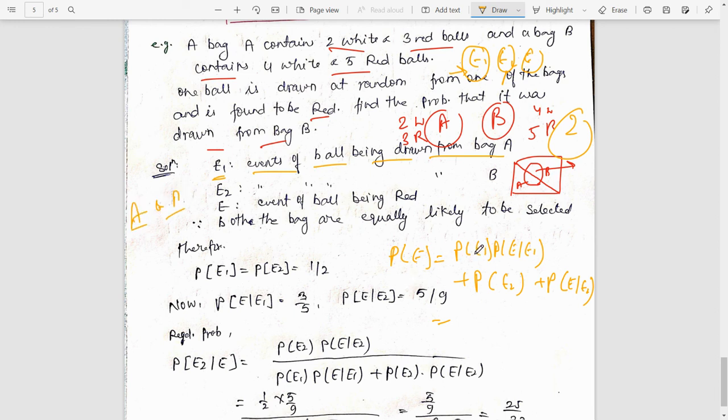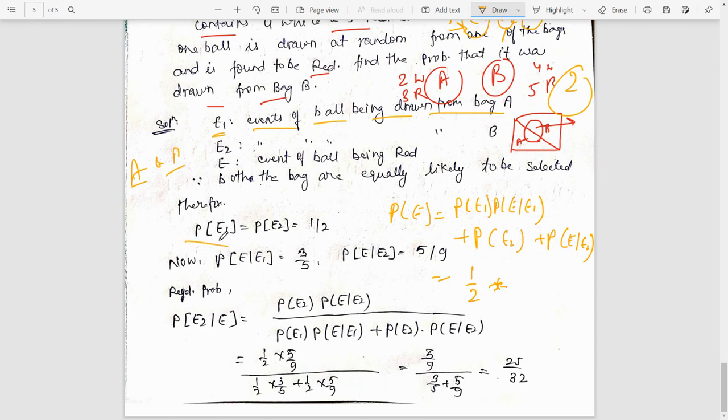So probability of occurring of E1 is 1 by 2, and multiplication, probability of occurring of E when E1 has occurred. So let's say now we have selected bag A, then what is the probability of drawing a red ball? Obviously, drawing a red ball means out of 5 balls you have to draw a red ball, so it's 3 by 5.